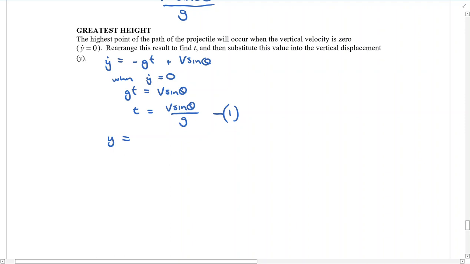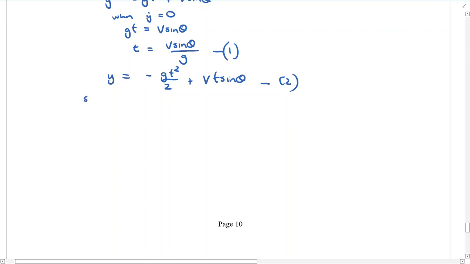So the y equation was minus gt squared over 2 plus vt sine theta. Okay, they're the two equations. Sub 1 into 2. Okay, so y equals, we're just replacing the t. So we have minus g over 2. I'm going to put the t squared next to it, which will be, can I square it at the same time? V squared sine squared theta over g squared. Okay, I just squared everything inside because I had to square it.